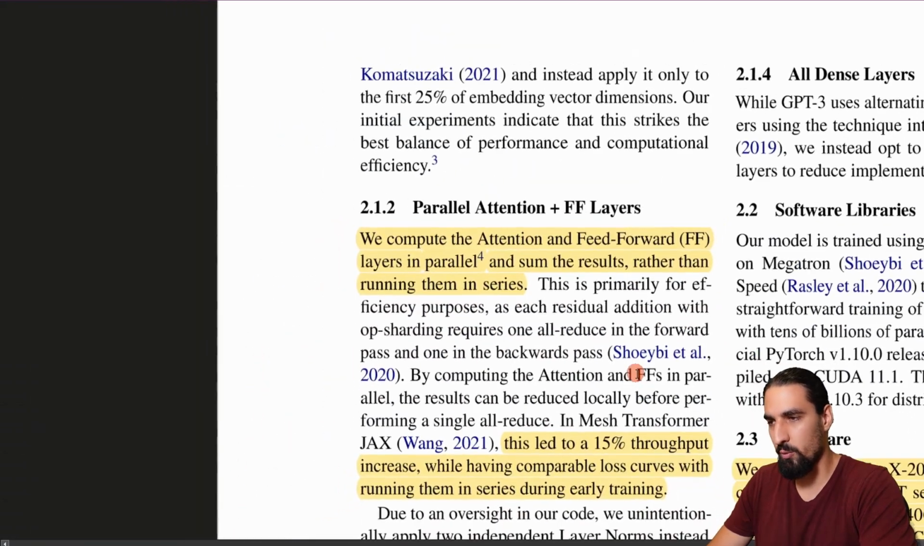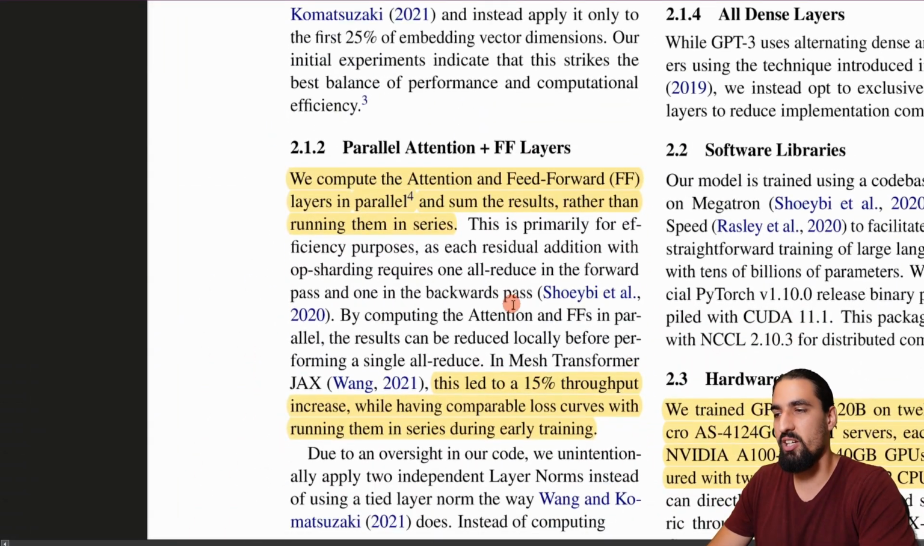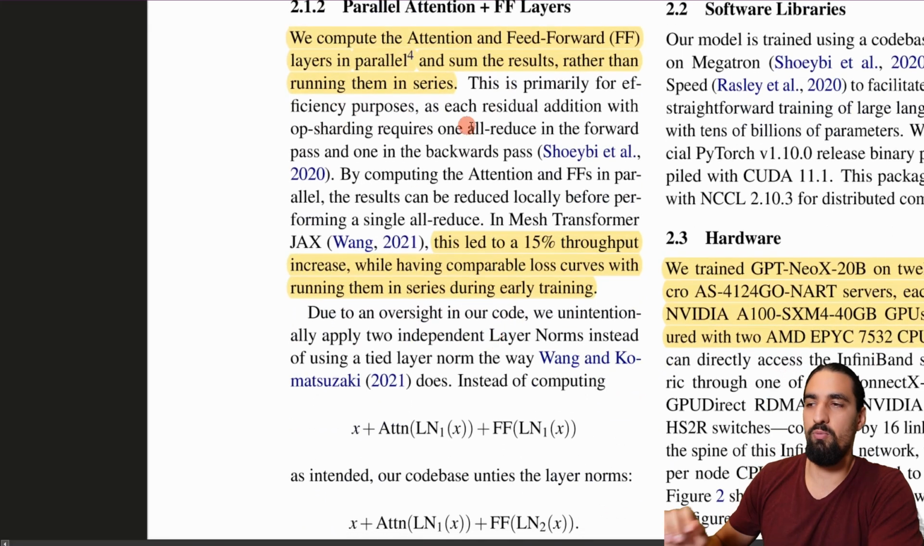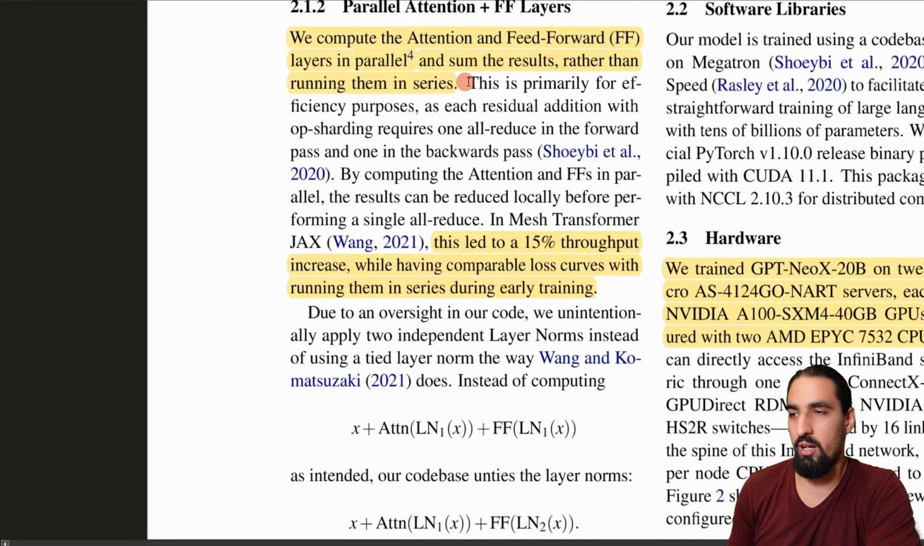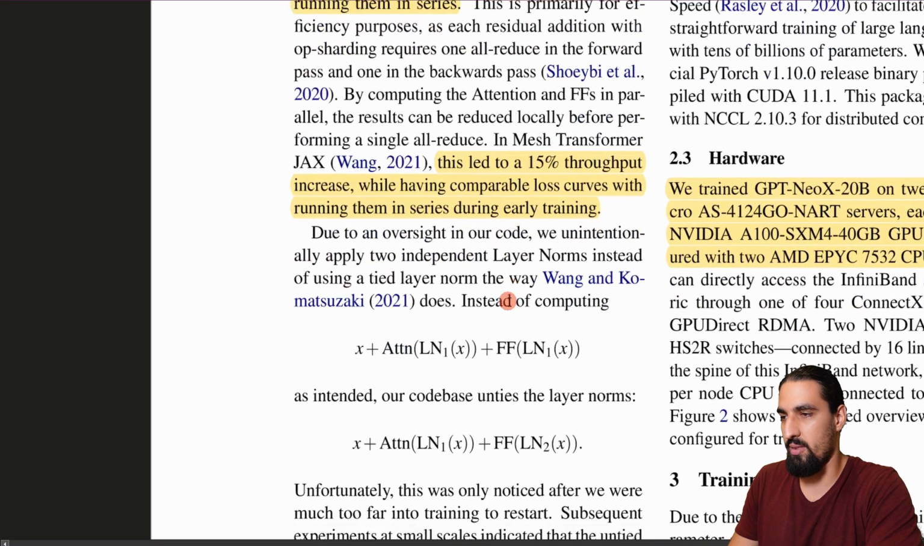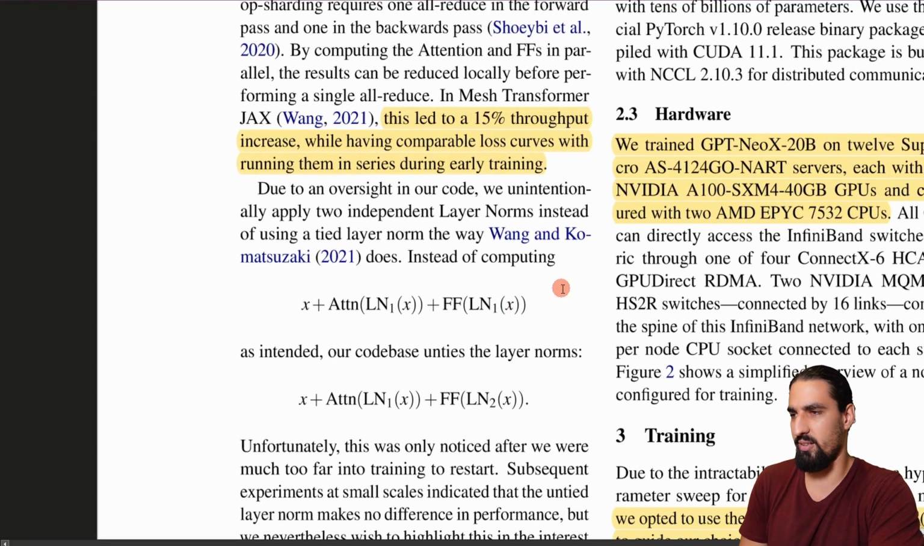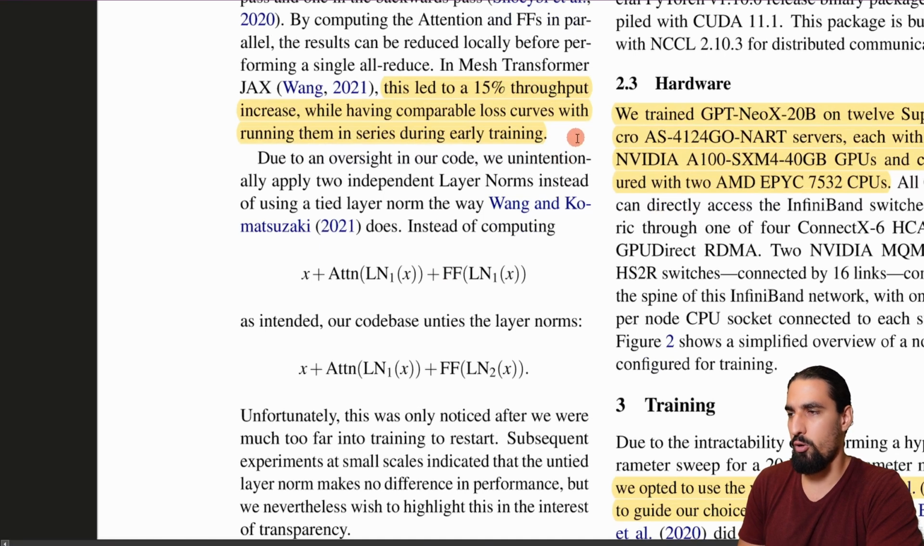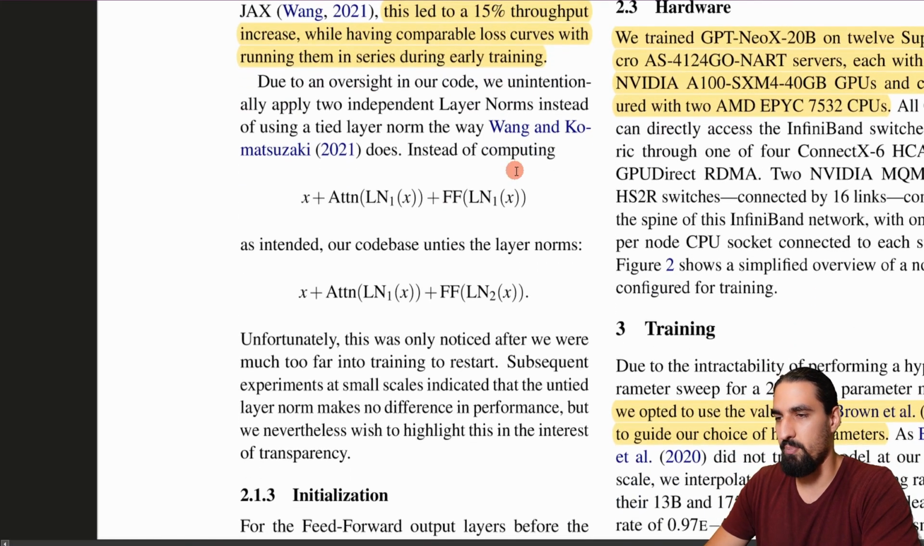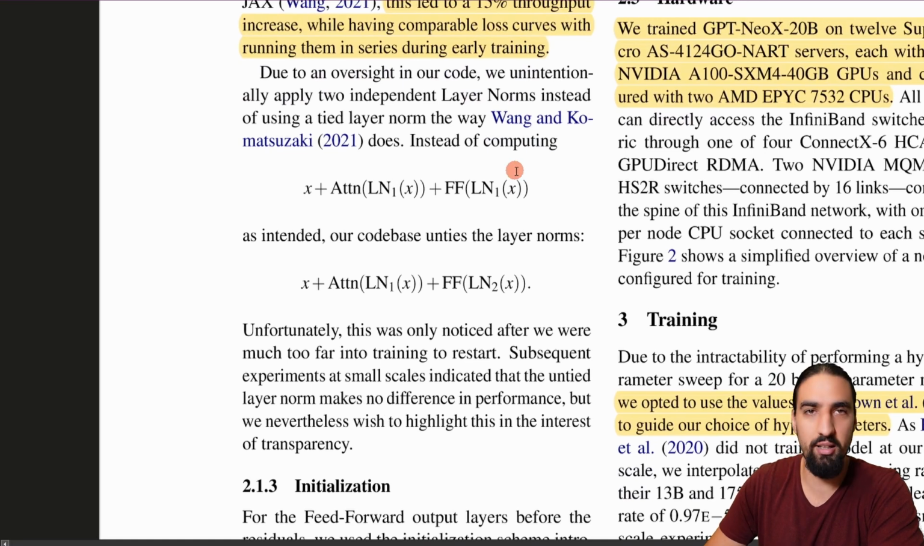The second one is this one. We compute the attention and feed forward layers in parallel and sum the results rather than running them in series. That's a fairly known technique for increasing the throughput, and basically does not sacrifice any of the performance. They say here this led to a 15% throughput increase while having comparable loss curves with running them in series during early training. So I guess there is a minor penalty you're paying for getting the additional throughput.